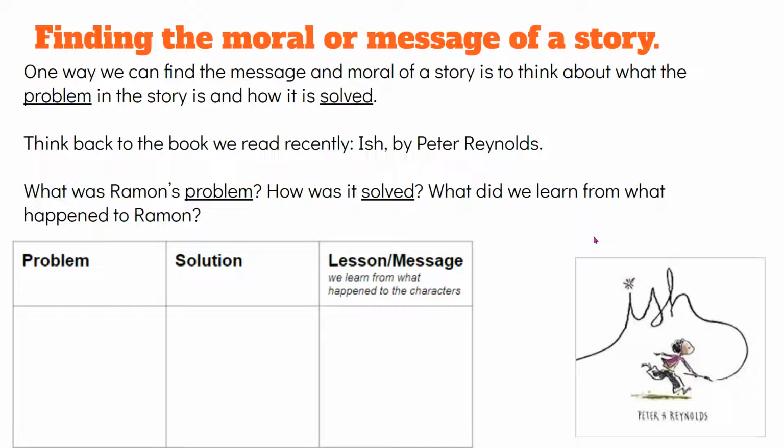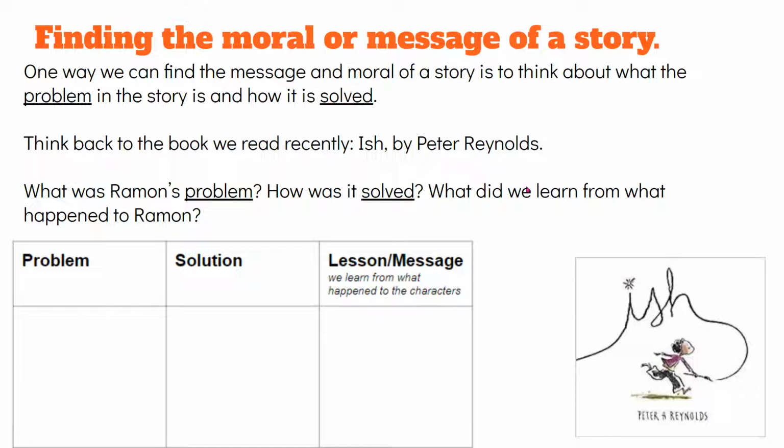One way we can find the message and moral of a story is to think about what the problem in the story is and how it is solved. Think back to the book that we read a while back, Ish by Peter Reynolds. If you can't remember the story Ish, you can also look in Google Classroom or your presentation while you are out, and it should have a quick read aloud of Ish just so that you can remember what happened.